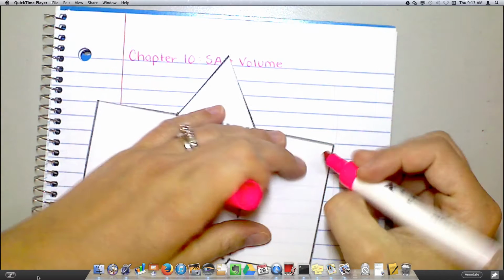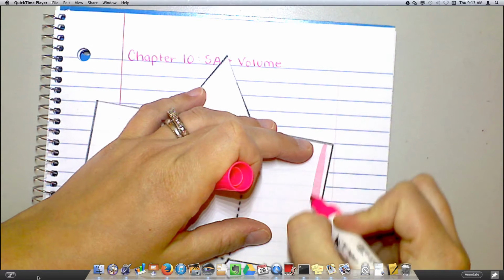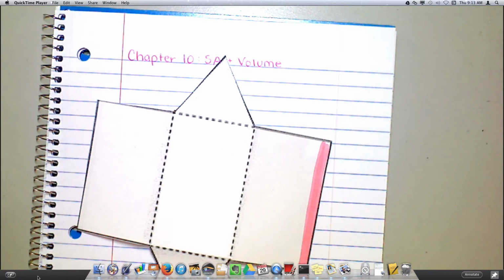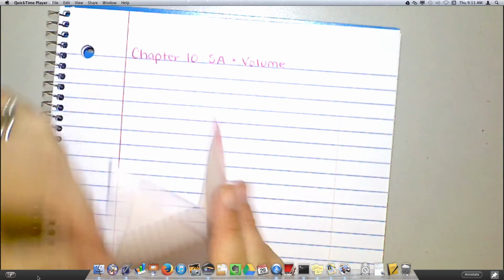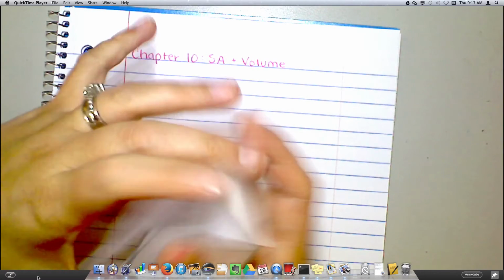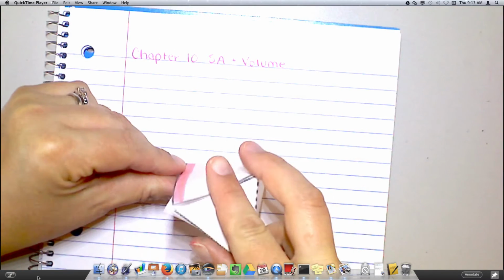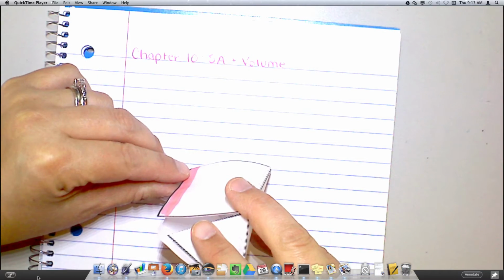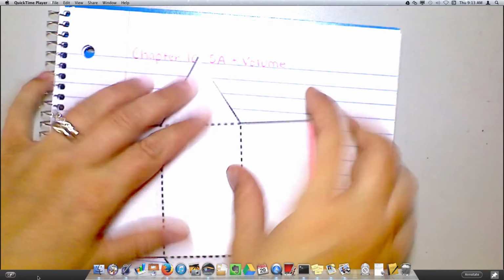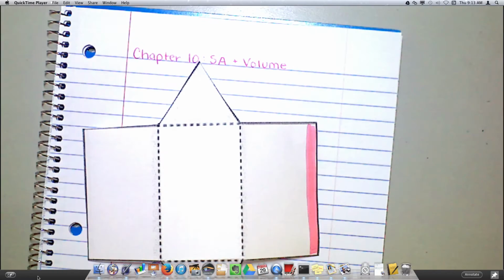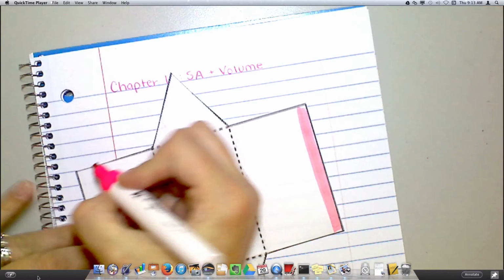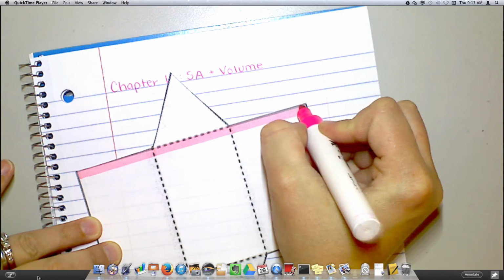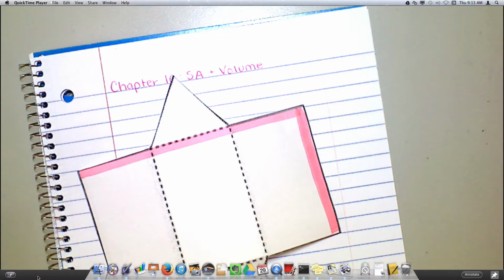So this measurement here is just the height of the prism, right? If I put this back together and I had it standing up on the triangle, do you see that that pink line is just how tall the prism is? That is given to you usually. That's pretty easy. I want you to think about this measurement here, that entire length. How could I get that entire length?